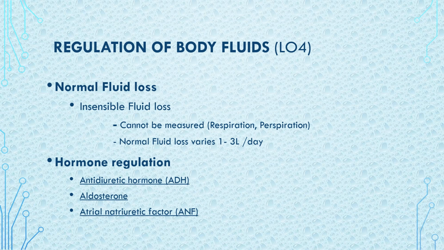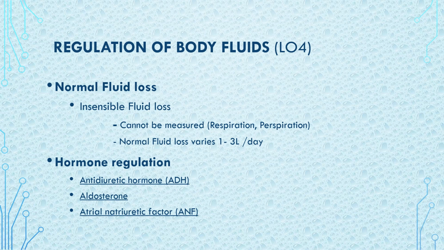And then we have the hormone regulation. Several hormones help maintain fluid levels in the body and produce an appropriate volume of urine output. Antidiuretic hormone, which is ADH, and aldosterone both work on the kidneys to decrease urine production and increase body fluid level. The atrial natriuretic factor, which is ANF, causes the kidneys to excrete more urine to decrease the body fluid level.